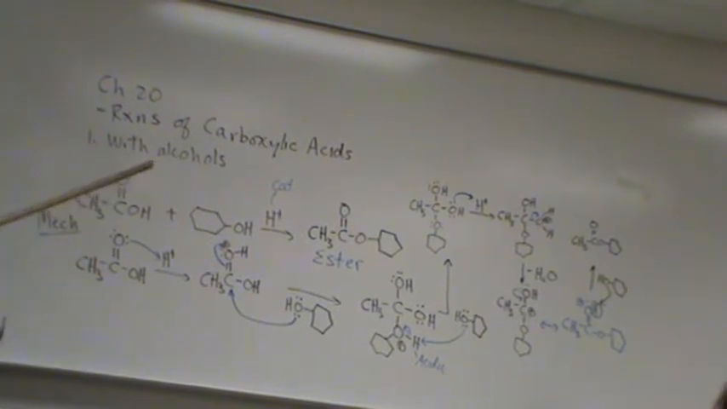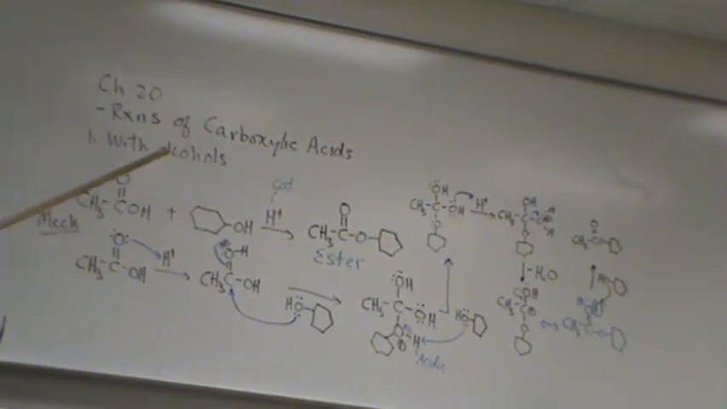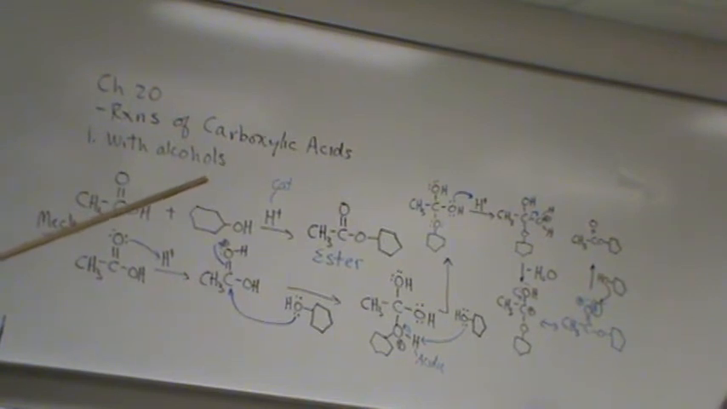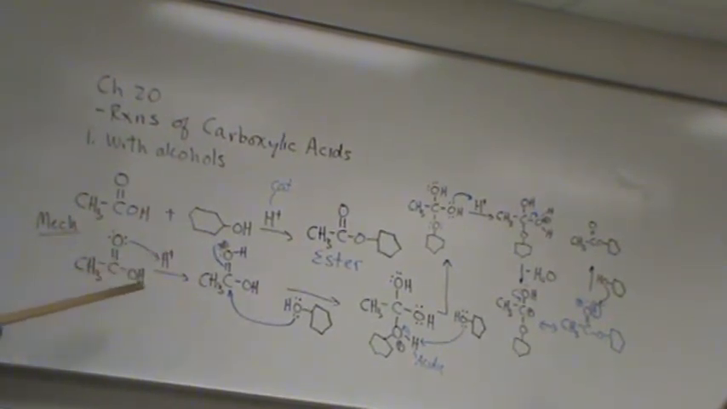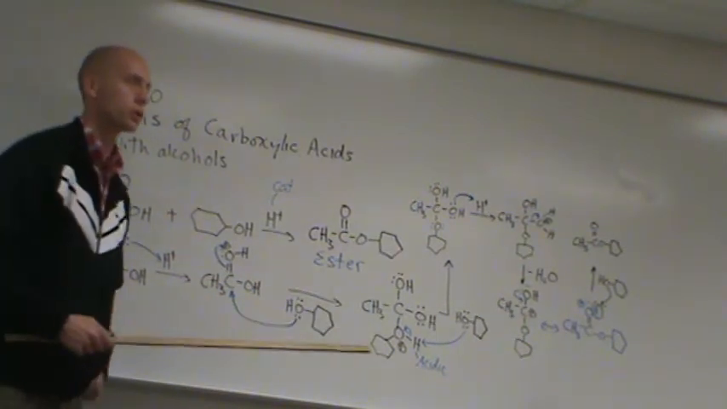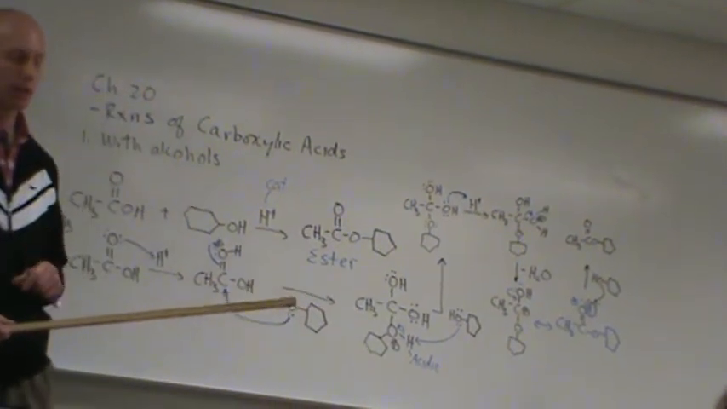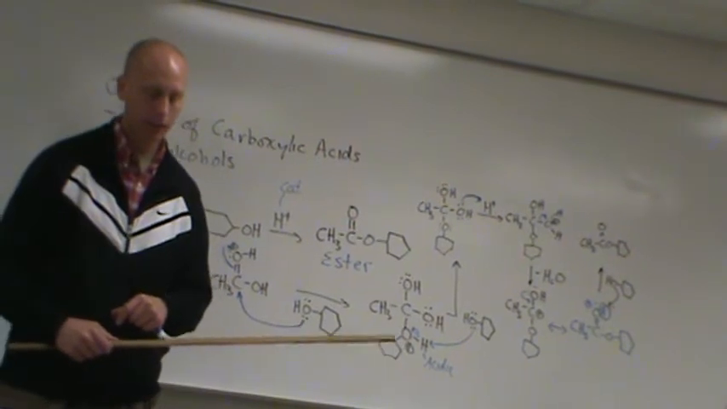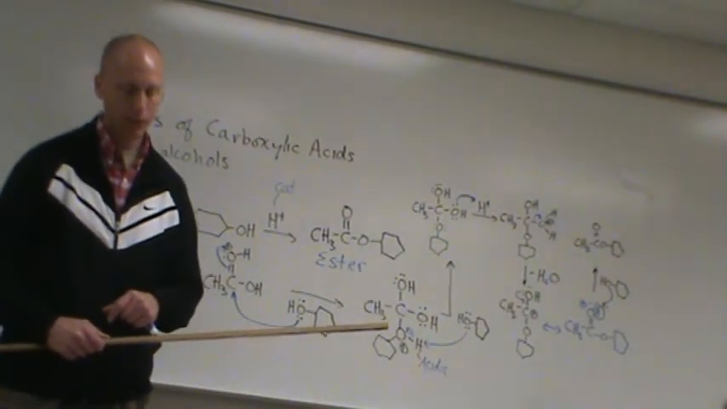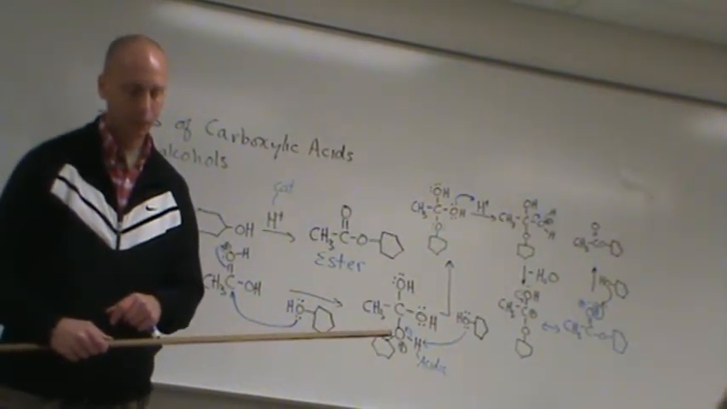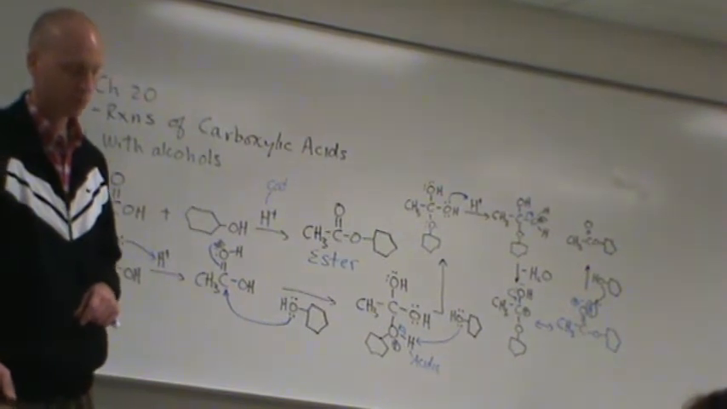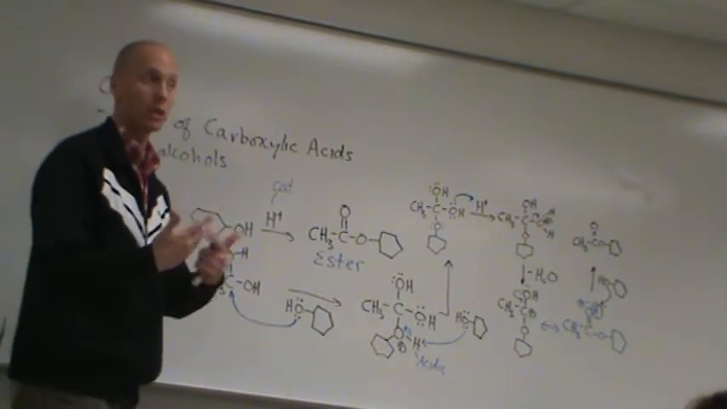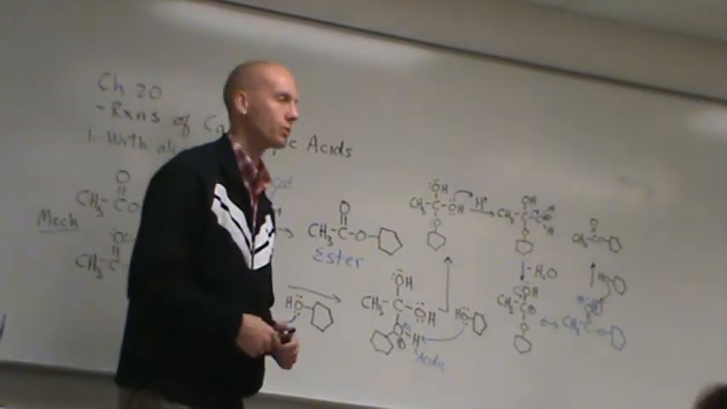So that's the second mechanism you need to know from this chapter. Again, the first one is the Grignard with CO2 to form an acid. Those are the only two I'll hold you accountable for in the chapter. So in your outline, that's number 3D and 4A. Those are the two mechanisms. Everything else, just memorize the reactions.